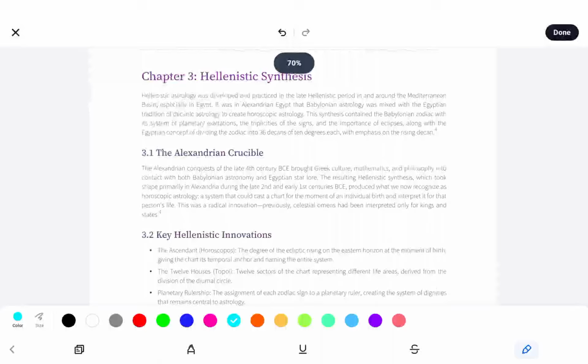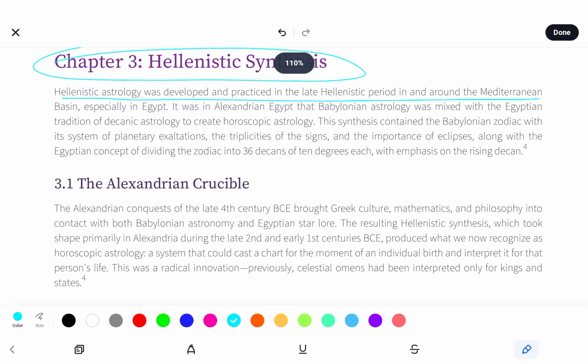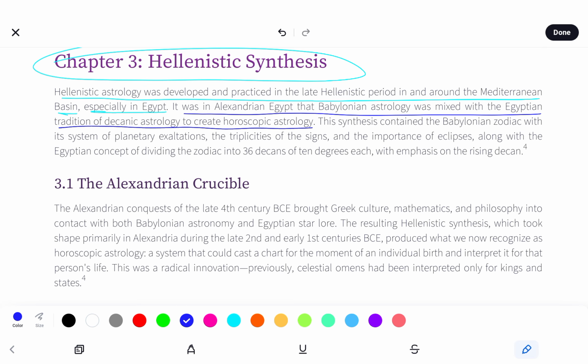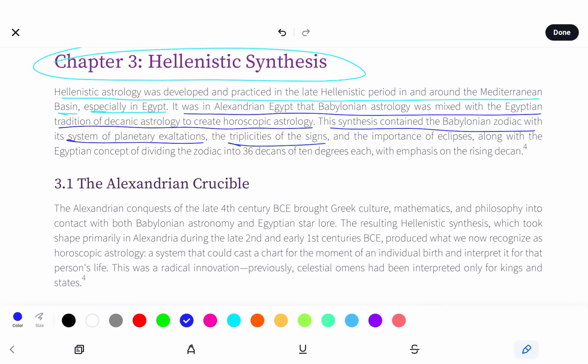Alright, Hellenistic synthesis. Hellenistic astrology was developed and practiced in the late Hellenistic period in and around the Mediterranean basin, especially in Egypt. It was in Alexandrian Egypt that Babylonian astrology was mixed with the Egyptian tradition of decanic astrology to create horoscopic astrology. The synthesis contained the Babylonian zodiac with its system of planetary exaltations, the triplicities of the signs, and the importance of eclipses, along with the Egyptian concept of dividing the zodiac into 36 decans of 10 degrees each, with emphasis on the rising decan.